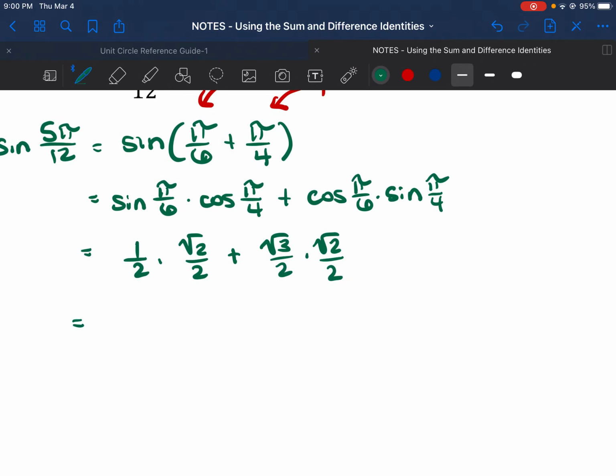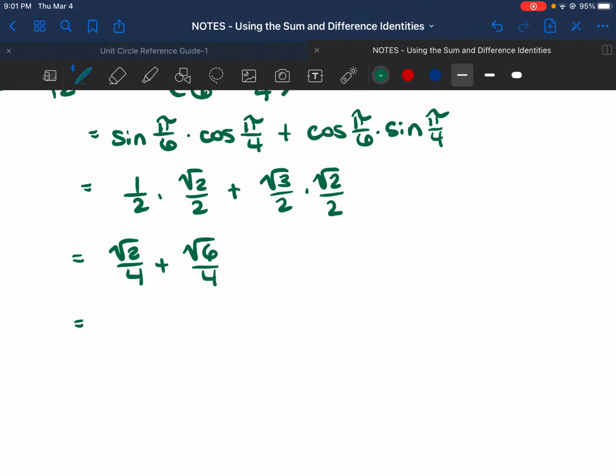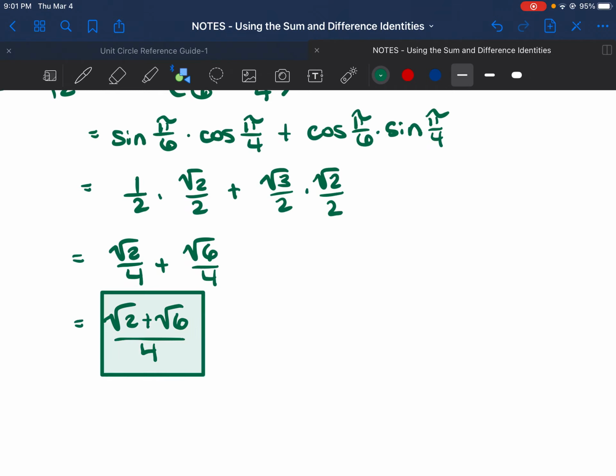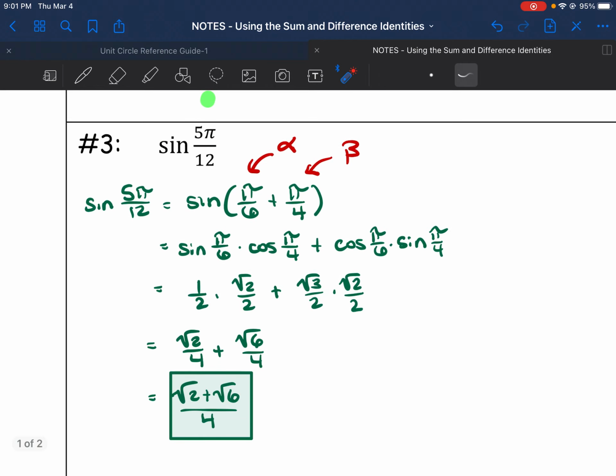And let's start simplifying. 1/2 times square root of 2 over 2, that's going to be square root of 2 over 4. Plus square root of 3 over 2 times square root of 2 over 2, that's going to be square root of 6 over 4. They have a common denominator, so this is square root of 2 plus square root of 6 over 4. Also notice that I could have written this as square root of 6 plus square root of 2. We know that addition is commutative. I could have written the numerator in any order. Okay, but that is our exact value of sine of 5 pi over 12.